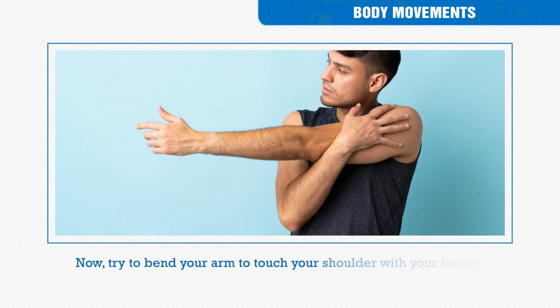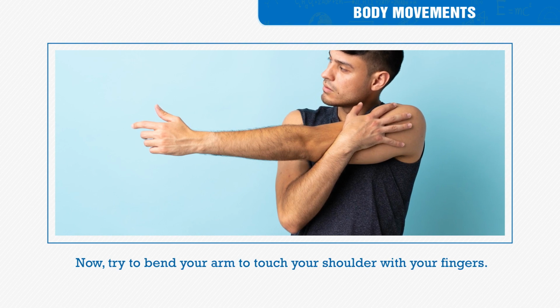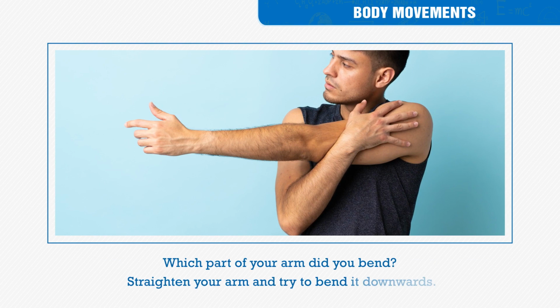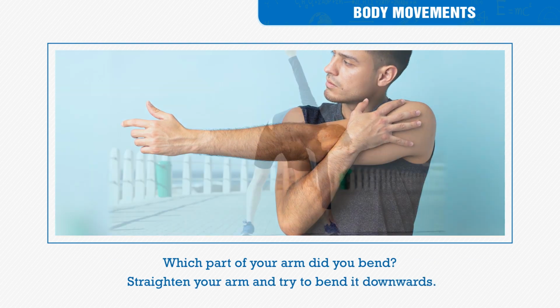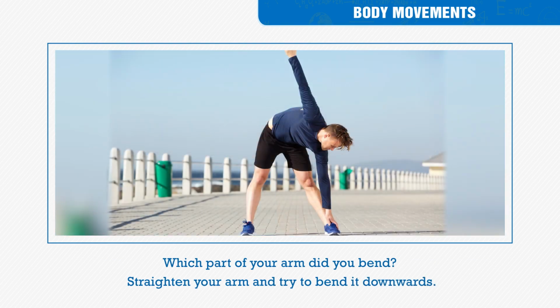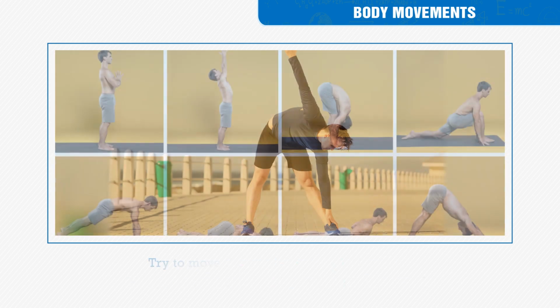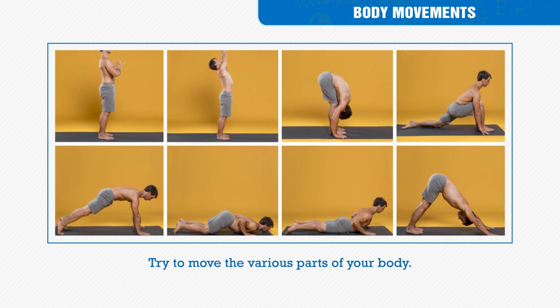Now, try to bend your arm to touch your shoulder with your fingers. Which part of your arm did you bend? Straighten your arm and try to bend it downwards. Are you able to do it? Try to move the various parts of your body.